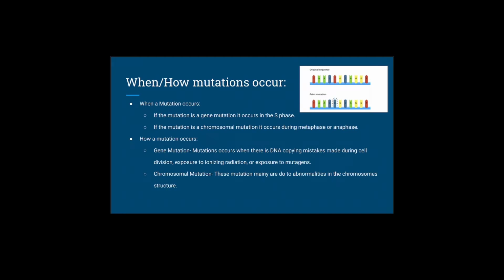When and how mutations occur. When a mutation occurs: if the mutation is a gene mutation, it occurs in the S phase. If the mutation is a chromosomal mutation, it occurs during metaphase or anaphase.